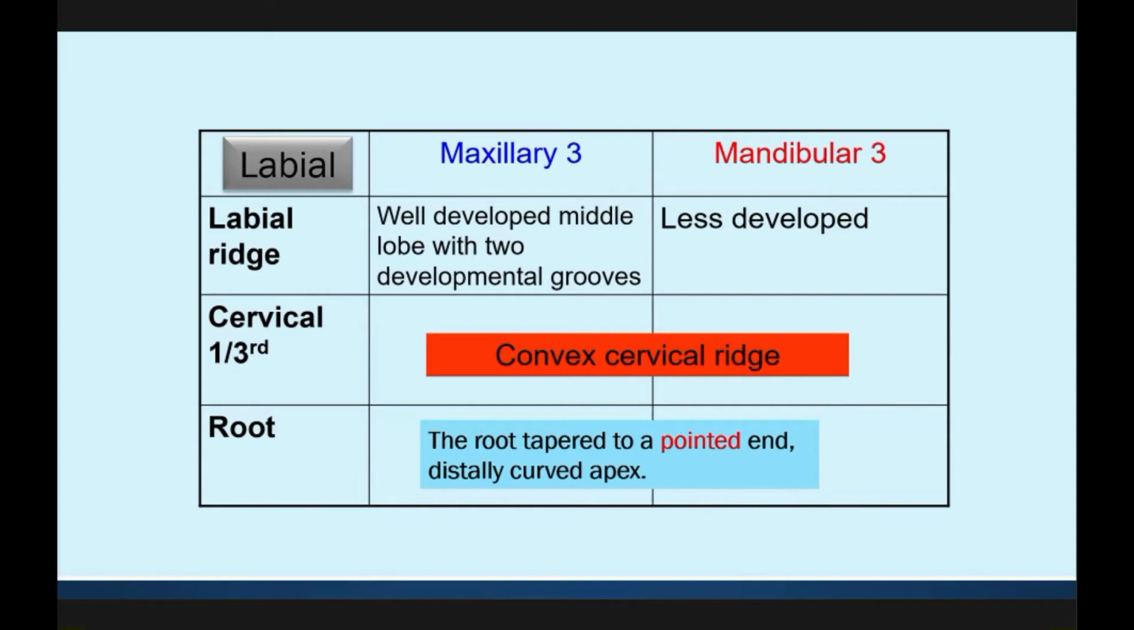Cervical third, both have a convex cervical ridge. And the root tapers to a pointed end with a distally curved apex. So the root also looks almost similar, but I think the mandibular canine has a little bit more pointed root than the maxillary canine.